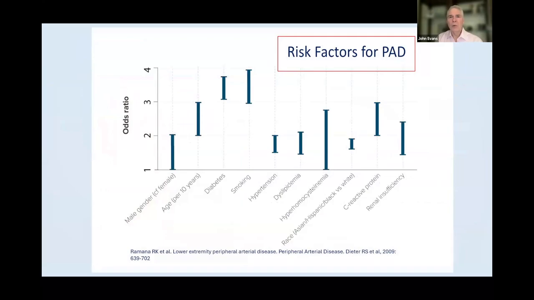But I think most of us are aware of the risk factors for PAD. For every decade you live past age 50, there's a significant increase in the risk of PAD. Diabetes and smoking are the real risk drivers for developing PAD, followed by hypertension and lipid disorders, along with renal insufficiency and inflammatory conditions. So it kind of covers the gamut of what can lead to PAD.